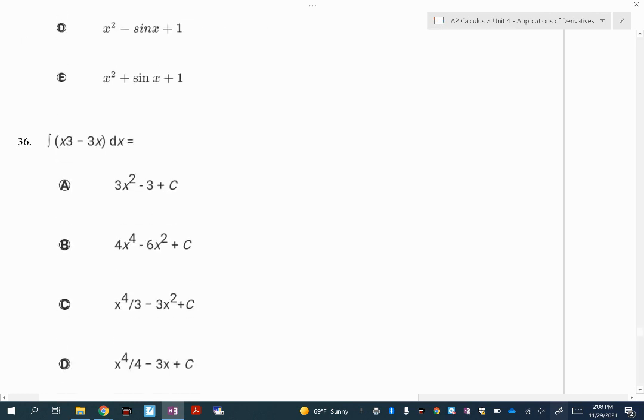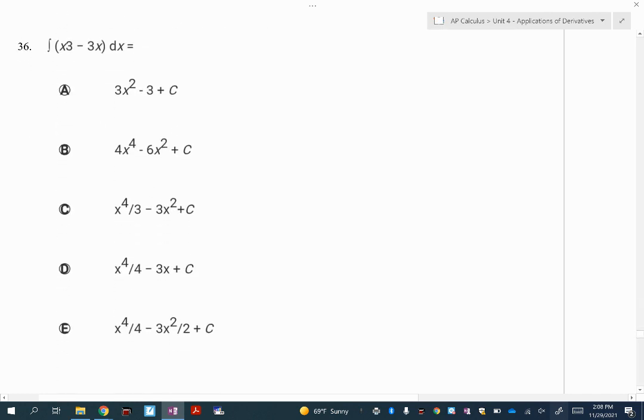Let's go to 36. Same type of problem. Let me rewrite this because it looks kind of wonky. This is the integral of x cubed minus 3x dx. All right, so to go backwards, we know it has to be x to the 4th power, but I want to make sure that's a 1 in front of x cubed, so I need to put 1/4 because 1/4 times 4 is 1. Same idea here. If I want to have 3 there, I need to write 3/2 because 3/2 times 2 would be 3.